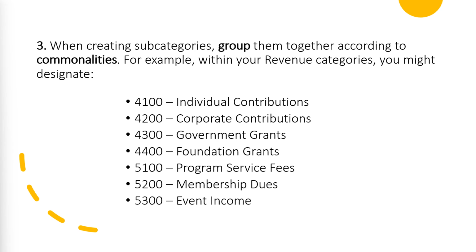When creating subcategories, group similar items together. For example, under revenue, you could have all donations in the 4000s, such as individual contributions, corporate contributions, and grants, and all fee-for-service revenue types in the 5000s, such as program service fees, membership dues, and event income.